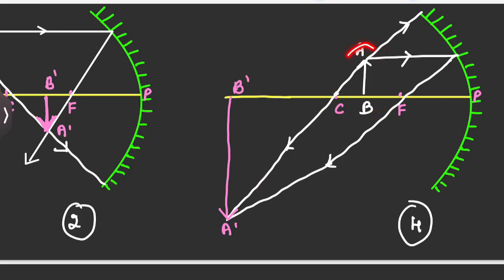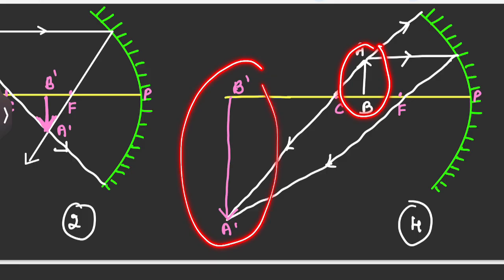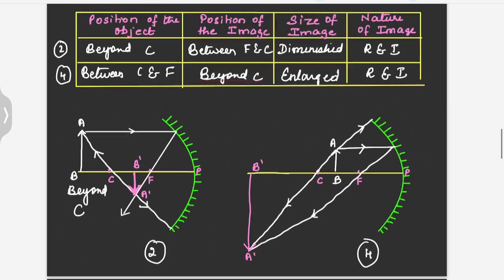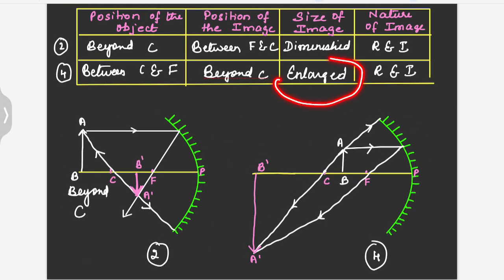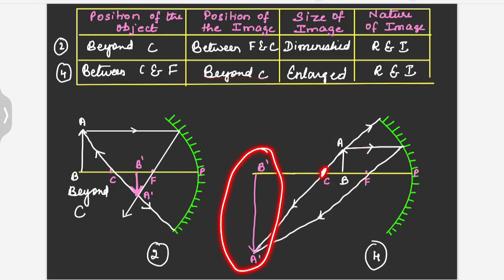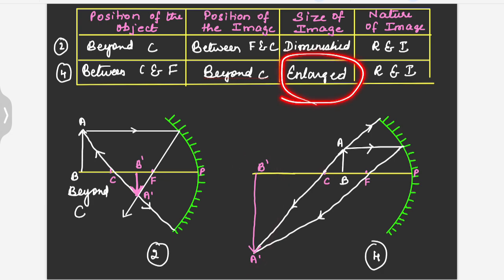See the size, object is small, image is big. So that is why we have written here enlarged. Size of the image is enlarged, it has become bigger. The object is between C and F. Position is beyond C. This is C. You can see image is formed beyond C. Size is enlarged, it is bigger. Nature of the image, real and inverted. You can see inverted image is formed here. So this is the fourth ray diagram.